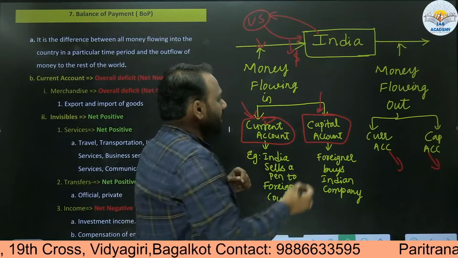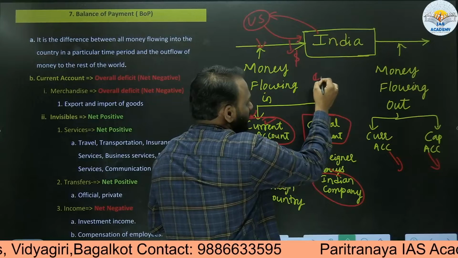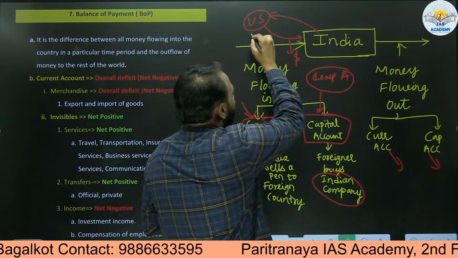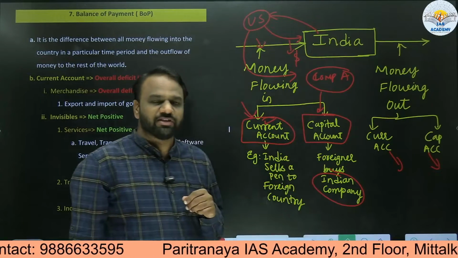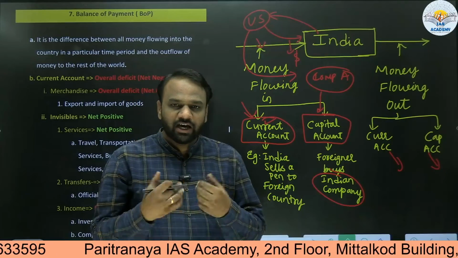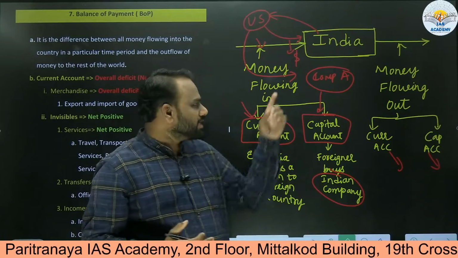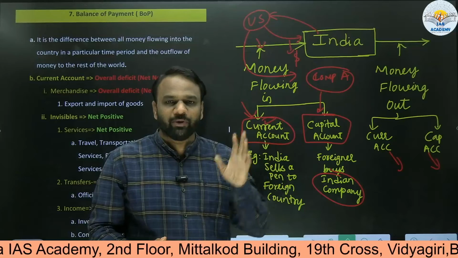Now we shall take another example. Let us assume there is a company called Company A in India. A person from USA will come and purchase this Company A. When he is purchasing Company A, is India earning, or is money going out of India? Obviously, money is coming into India, especially he will come with dollars. So dollars are coming to India. So money is coming to India.